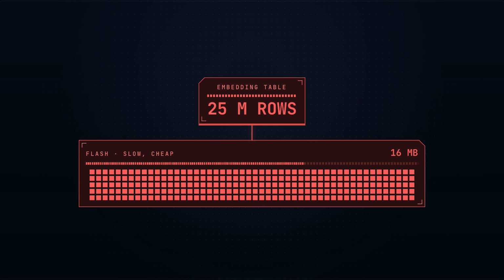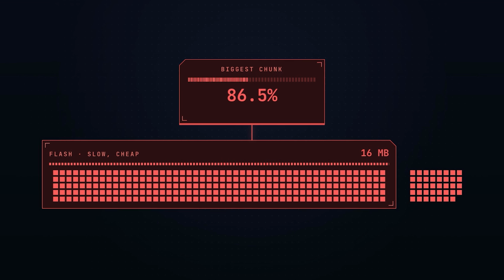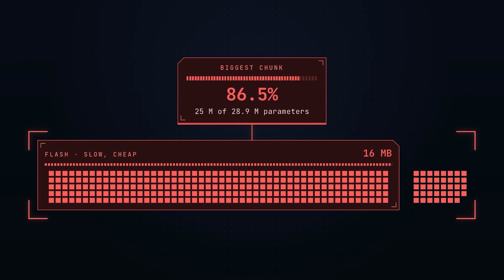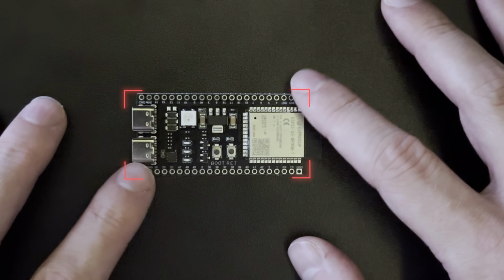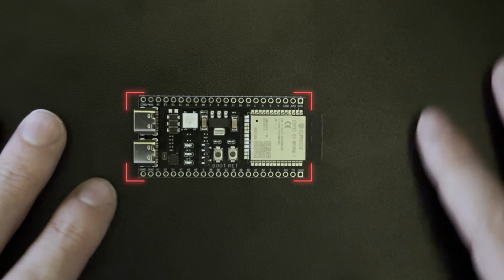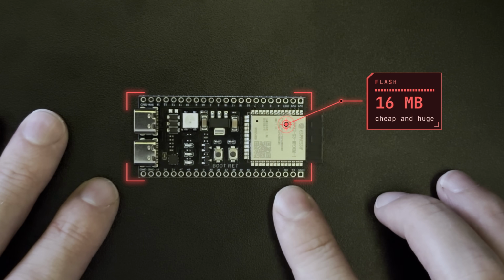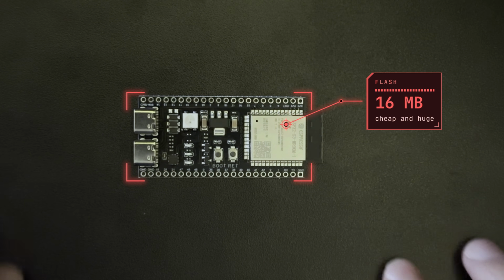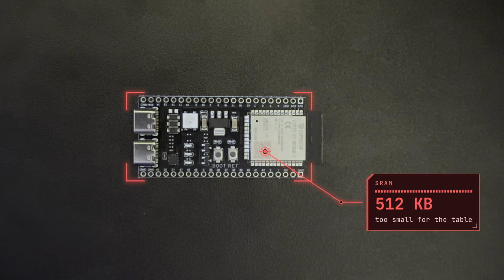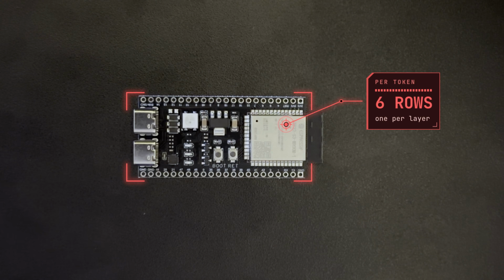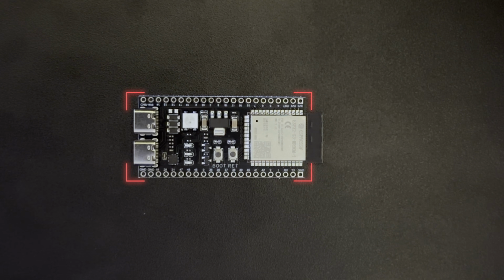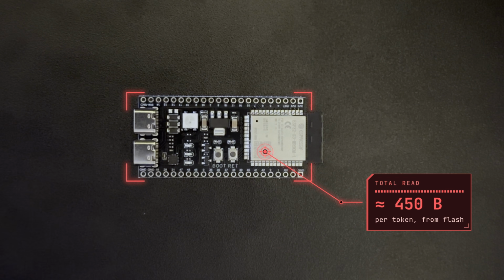So the 25 million row table lives in flash memory, and that's the biggest chunk of the model's whole 28.9 million parameters. And flash is cheap and huge on this particular chip. It has 16 megabytes of it. So instead of trying to squeeze that table into the same 512 kilobytes of SRAM, it just stays parked in flash. We pull out about 6 rows from it, one for each of the model's 6 layers. That's roughly 450 bytes total.